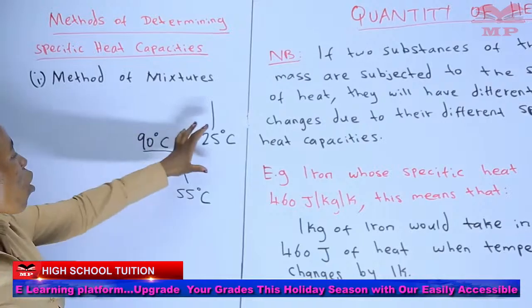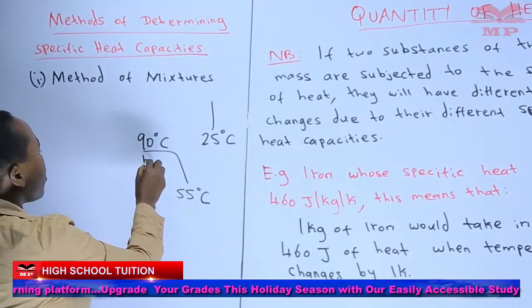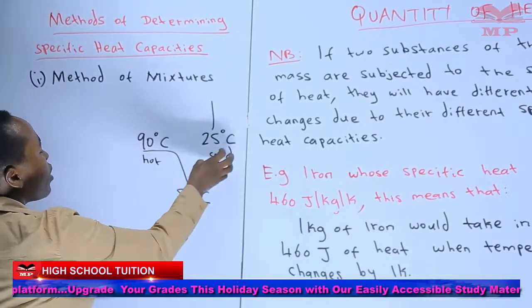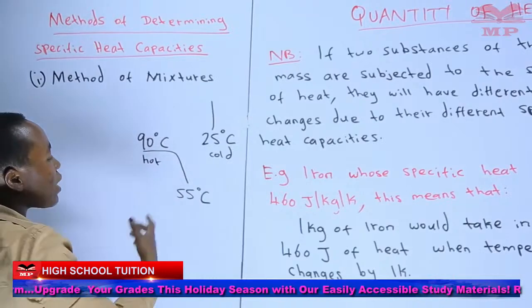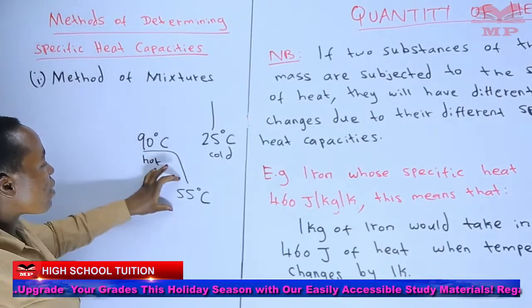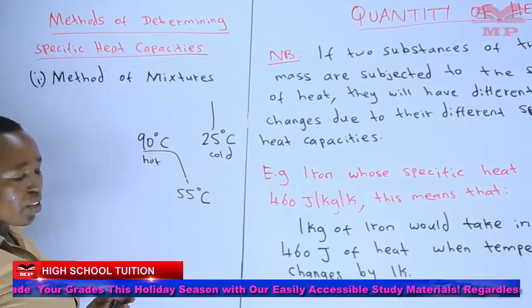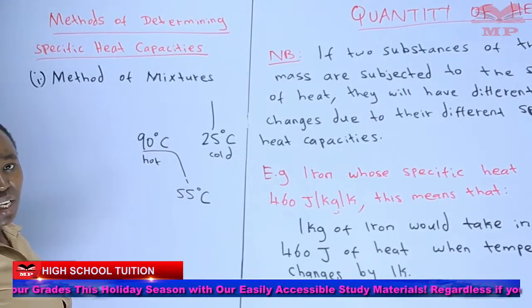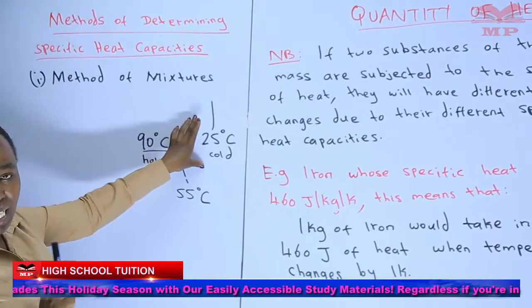So there will be flow of heat from this hot tea to the cold tea. The cold tea will be absorbing the heat as the hot one loses. And it will come a time whereby the tea will be at a uniform temperature, that is at 55 degrees Celsius. So this is for two substances which are the same.